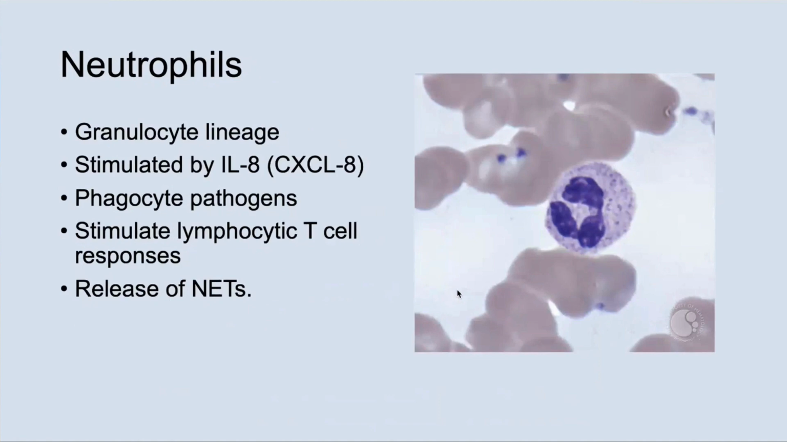So neutrophils, right? So they're granulocyte lineage. They're stimulated by IL-8, which is now termed CXCL8. They phagocytose pathogens. They stimulate lymphocytic T cell responses as well. And they also release NETs. What are NETs? And no, I'm not talking about something that the fishermen use. What are NETs?